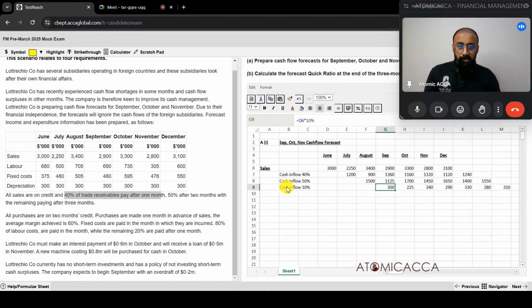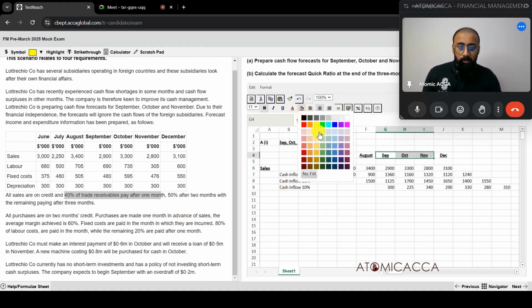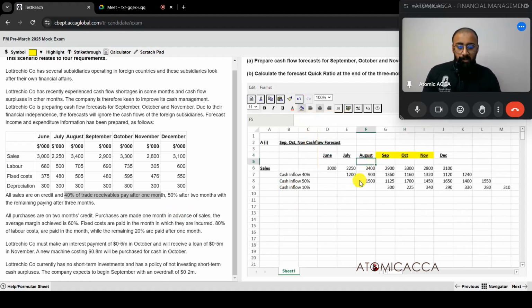Now, since the question is asking for only September, October, and November, this is our key area to focus on, and the remaining ones, I just pasted the entire formula. That's it. It's not needed that you have to create all the other numbers. Only these months are part of our requirement. So we'll just mark it over here. Okay, these 3 months are the key focus. So cash inflows for sales is ready.